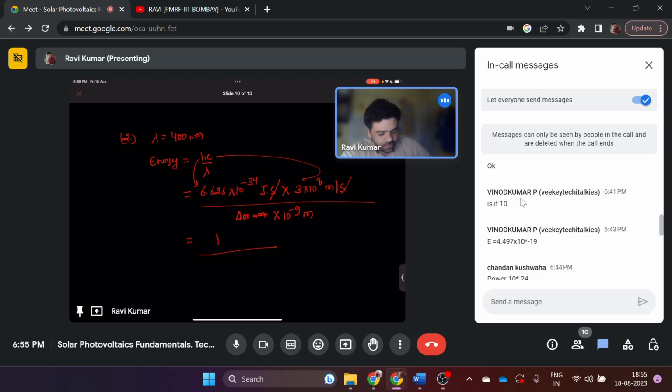It was 4.97 into 10 raised to the power minus 19 joule. So this will be the energy of a single photon.